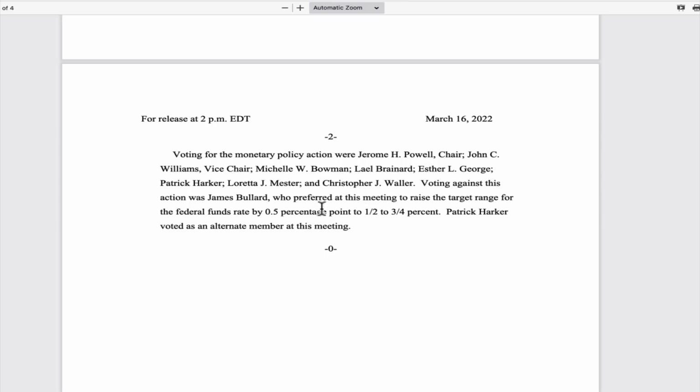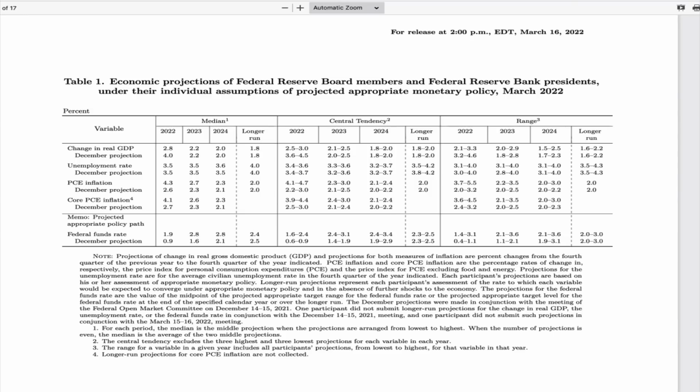The last one, James Bullard dissented and said, no, I don't vote for 25. He wanted 50, a lot more hawkish than the rest of the committee. Let's look at the summary of economic projections.